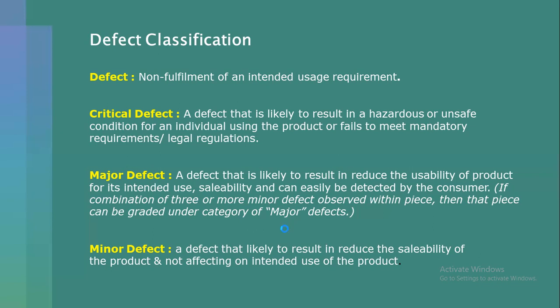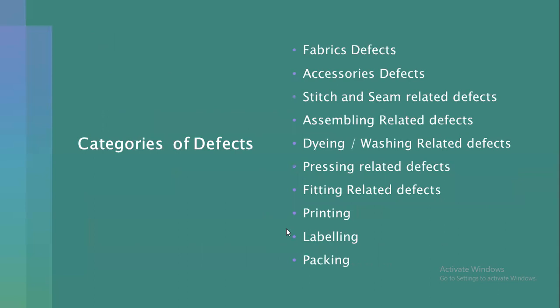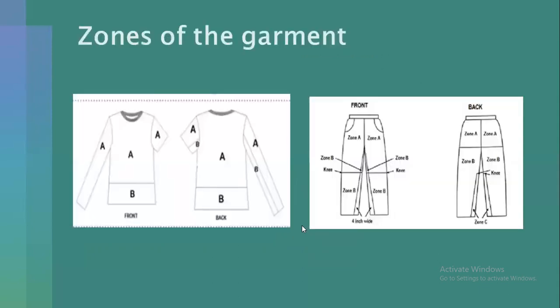Let's see the examples for critical, major, and minor. Before that, we have to know the categories of defects. Defects may be from fabric, accessories, stitches and seam related defects, assembly related defects, dyeing and washing related defects, pressing related defects, fitting related issues, printing, labeling, and packing defects. Based on this, we derive the defect severity and its zone, meaning where the defect is actually present on the garment. Zone A is easily visible to the person looking at it.